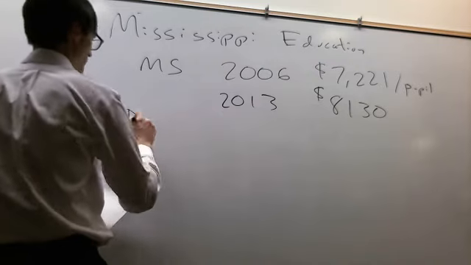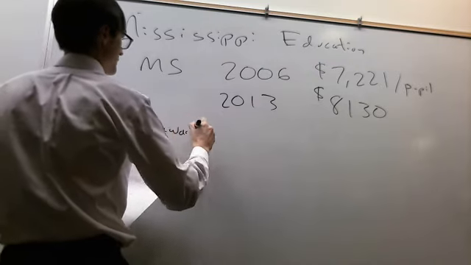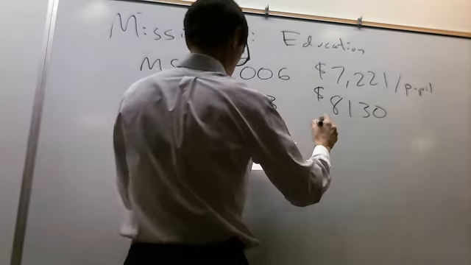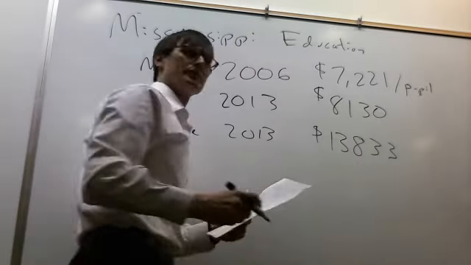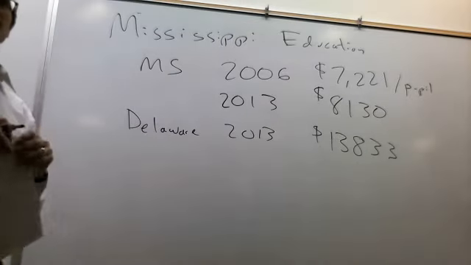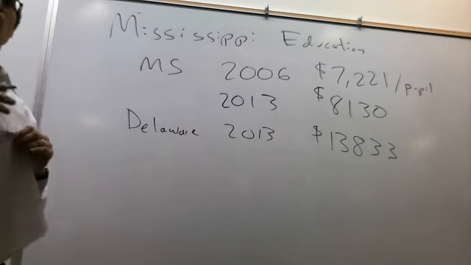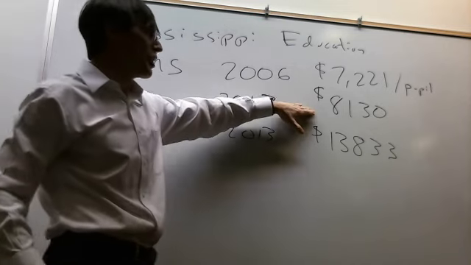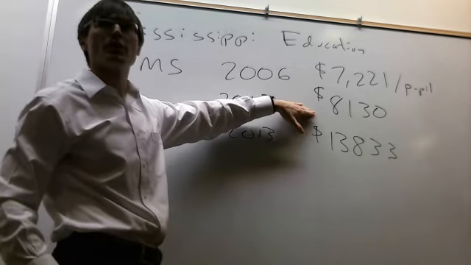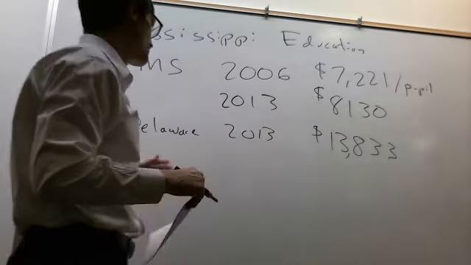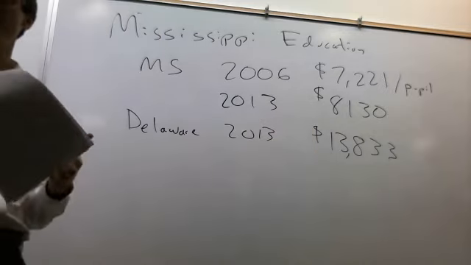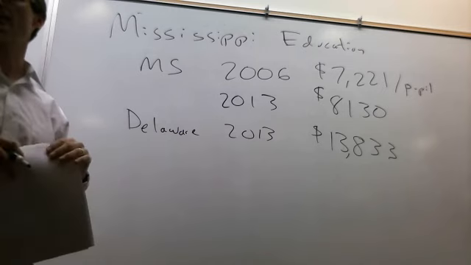But compare that to Delaware in 2013, $13,833. Right? Where there's just more resources, about 70% more resources being spent per pupil in education in the state of Delaware. Connecticut and Massachusetts, even higher, right?